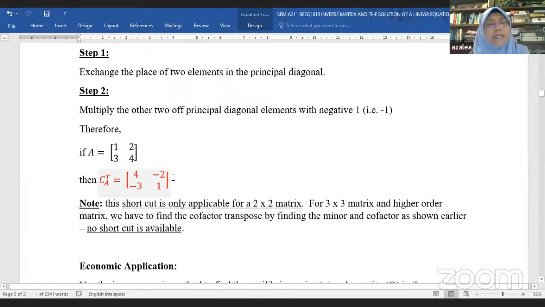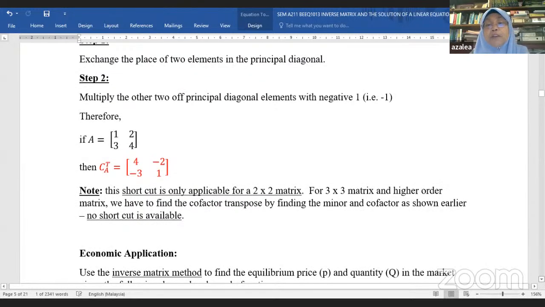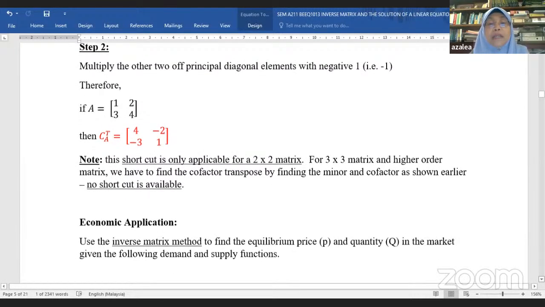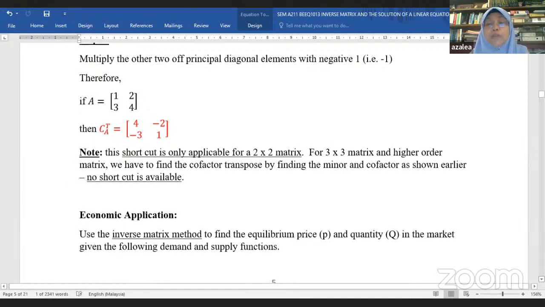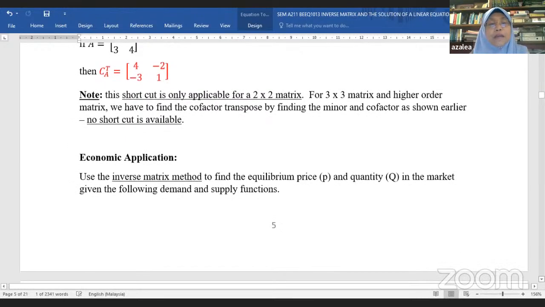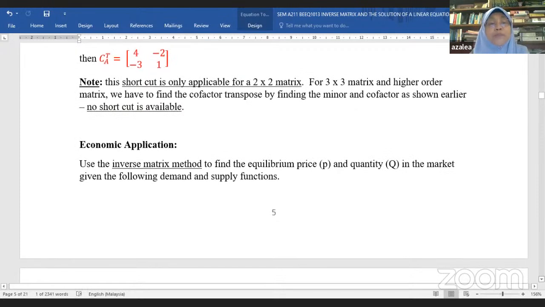This is the same as the cofactor A transpose that we got earlier using the longer method of finding the minor, finding the cofactor and then transposing. So the shortcut is only applicable for a 2 by 2 matrix. For a 3 by 3 matrix and higher order matrices, meaning 4 by 4 and higher dimensions, we have to find the cofactor transpose the longer way, meaning finding the minor, cofactor, and then transposing. No shortcut is available for matrices other than 2 by 2.